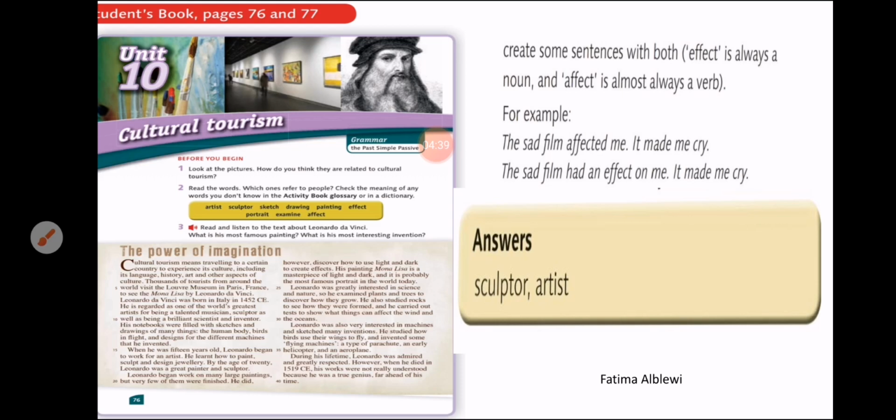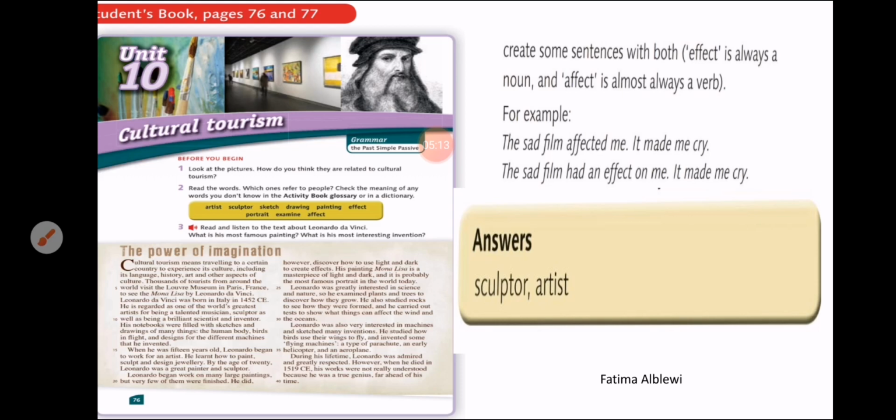Okay, now here we have traveling to a certain country to experience its culture. The main purpose of cultural tourism is to experience its culture. Now, what kind of culture? What does culture include? It includes language. It refers to the country. Language, اللغة, history, تاريخ, art الفن, and other aspects of culture ومفاهيم أخرى للثقافة. إذا these lines explain the meaning of cultural tourism, okay?